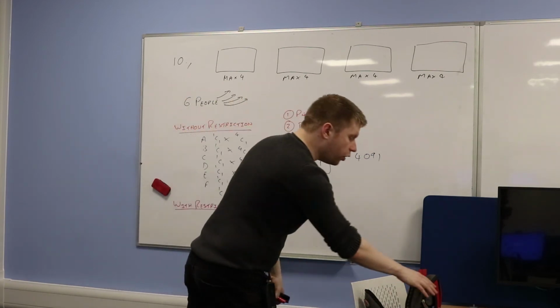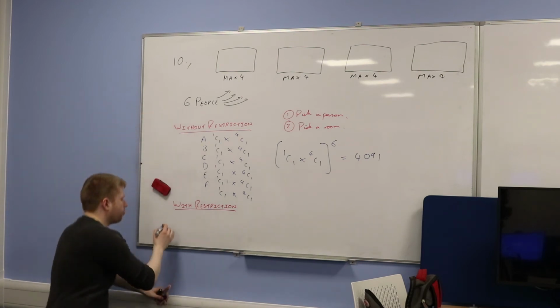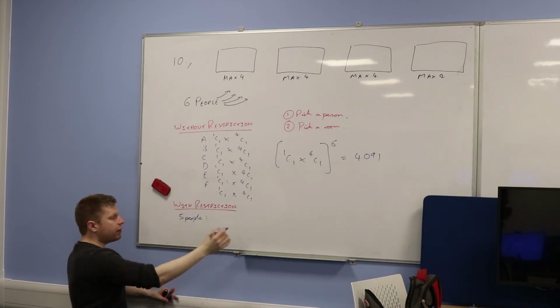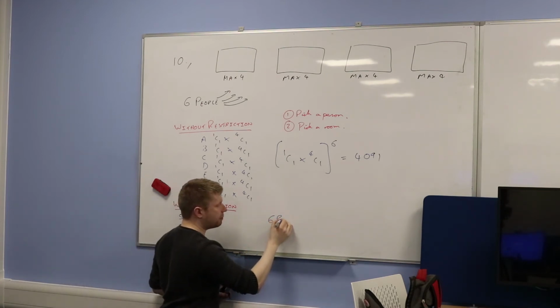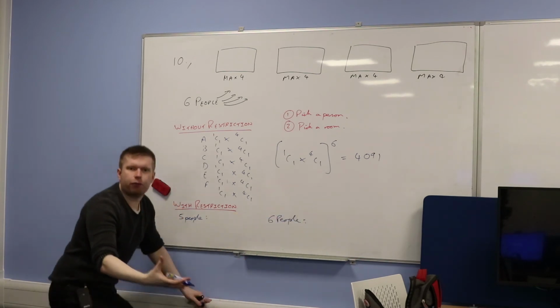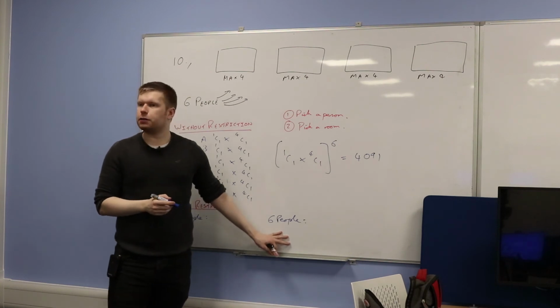Okay? So if we just think, how many different ways are there of getting 5 people in a room? Okay? Then if we think, how many different ways are there of getting 6 people in a room? Take those 2 things away from this and we will be left with what we want. Okay? So how many different ways are there of getting 6 people in a room?